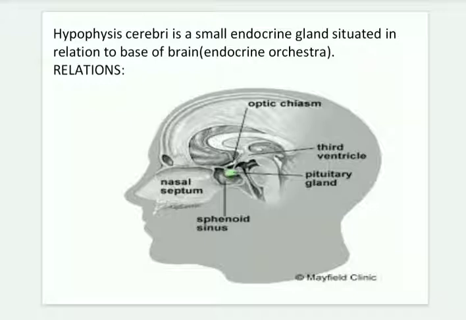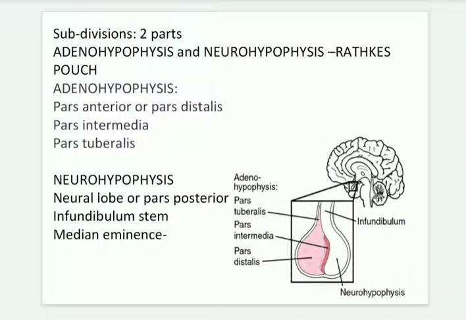And we also have subdivisions: adenohypophysis and neurohypophysis. It develops from an upward growth called Rathke's pouch, and the other one a downward extension from the floor of the diencephalon. First we begin with the adenohypophysis.